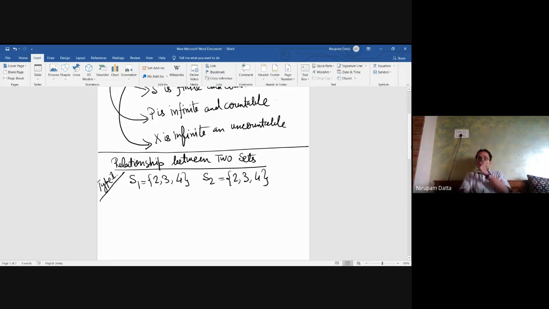So here we can see all the elements of set S1 and set S2 are equal. So 2, 3, 4 are the elements in set S1, and 2, 3, 4 again are the elements in set S2. So we can say what? That is S1 and S2 are equal, or S1 is equal to S2.